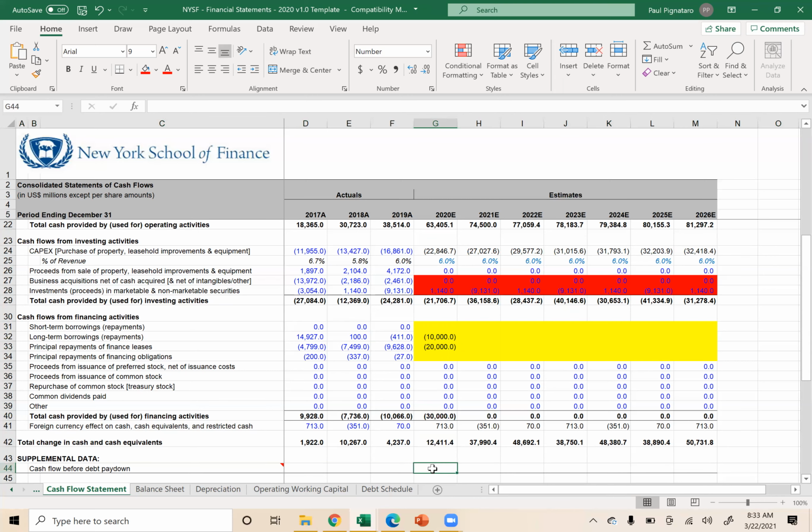So what I want to do is take a calculation of these numbers, right? And I want to not include the cash flow before debt pay down. So I want to sum everything up above again, but exclude the 4 line items related to my debt. That's going to give me a value of how much cash was generated this year without the debt pay downs.